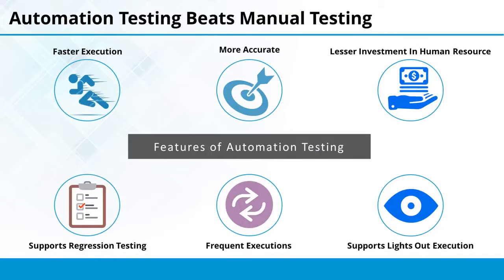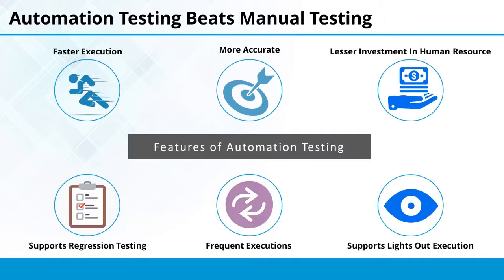Automation testing beats manual testing. So these are the points how they beat manual testing: faster execution, more accurate, lesser investment in human resources, supports regression testing, frequent executions, supports lights-out execution. So let's understand all these points in detail.